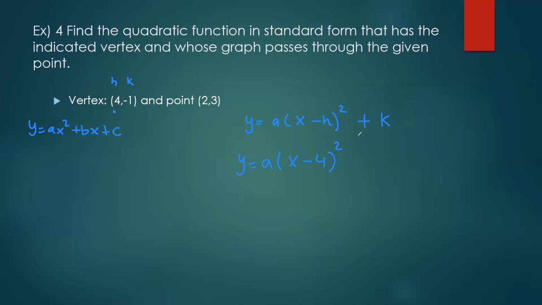And then our k value is the y value of the vertex. You do not have to change the sign. It is what it is. Okay, so we're almost there. Now what we've got to do is find out our a value.